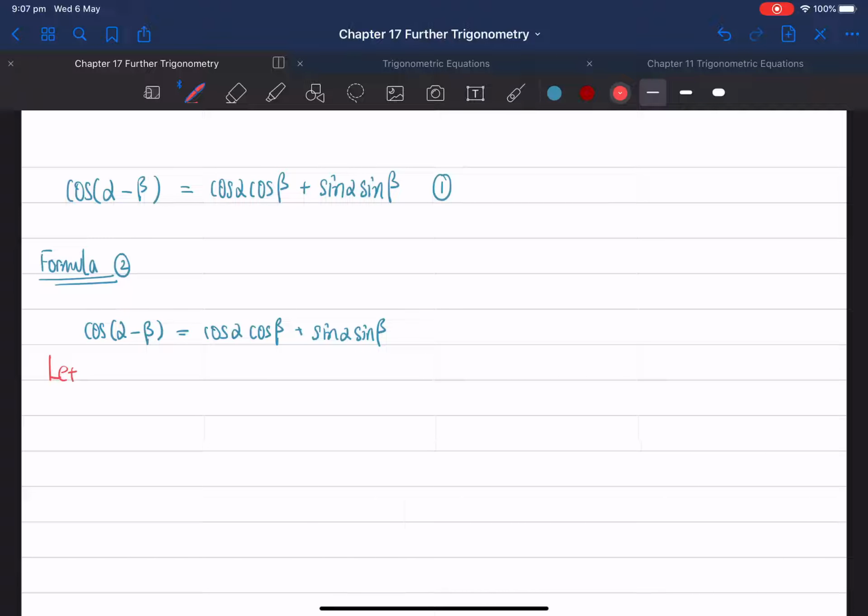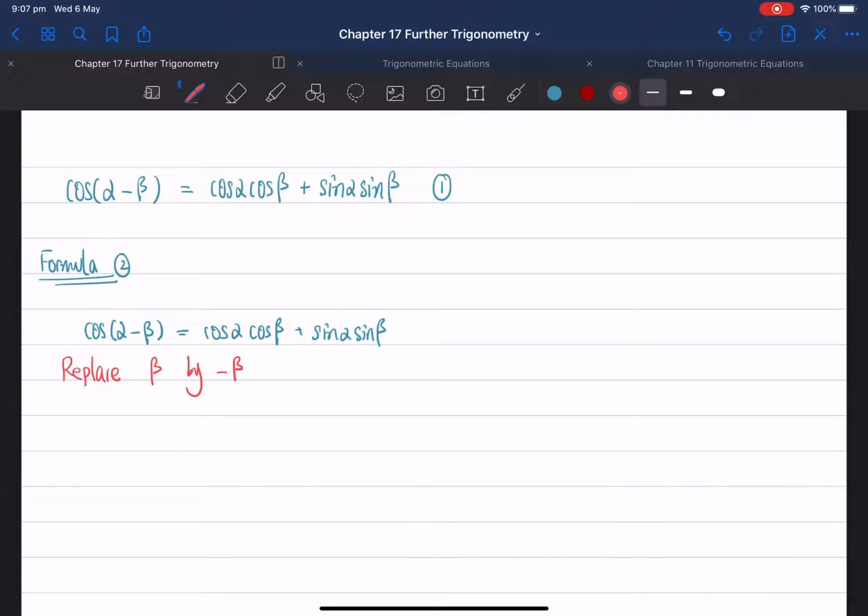Okay, so let's try this. We're just going to replace the beta with another angle this time, and I want to further prove that. Instead of using positive beta here, how about I replace the beta by negative beta. So replace beta by minus beta. All right, let's have a look at what happens.